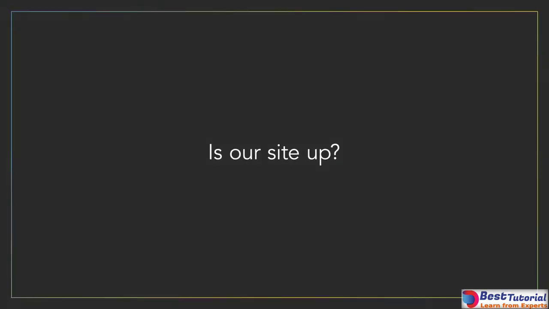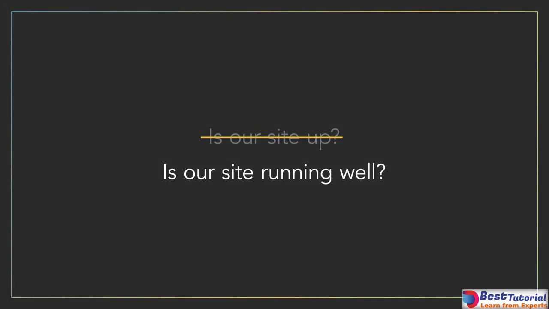And instead of just asking the question, is our site up? A DevOps team asks the question, is the site running well? Which is a much different approach that now includes things like backend API response times. If new code is released to the site that causes a drop in site performance, a DevOps team should be able to trace that dip in performance back to the code that caused it.